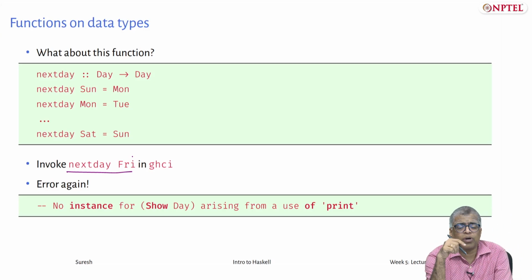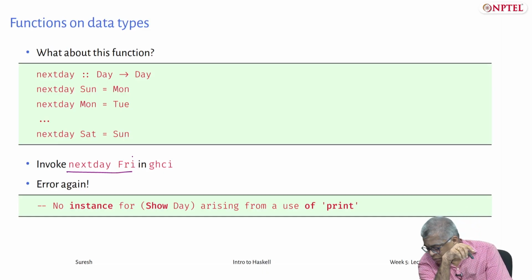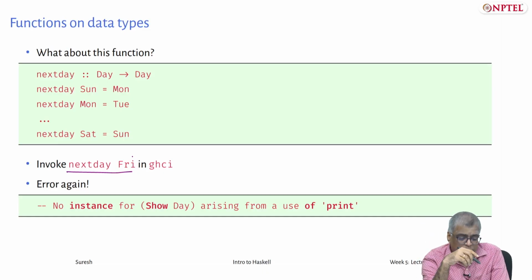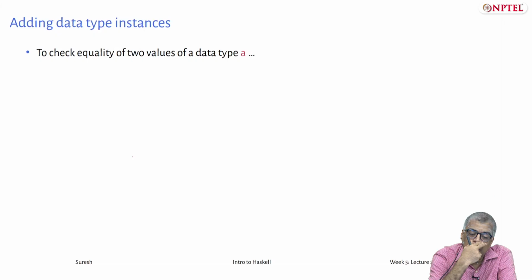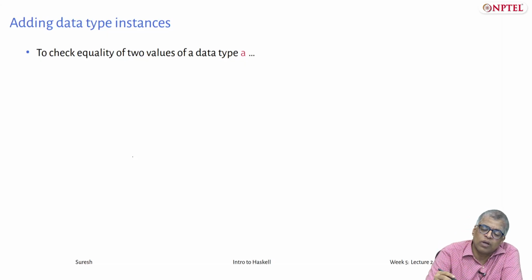So this is the problem. What you need to do is, whenever you create your own data type, you need to add it as an instance of some existing type classes. Typically, whatever new type you create, you want to make it an instance of Eq as well as Show.